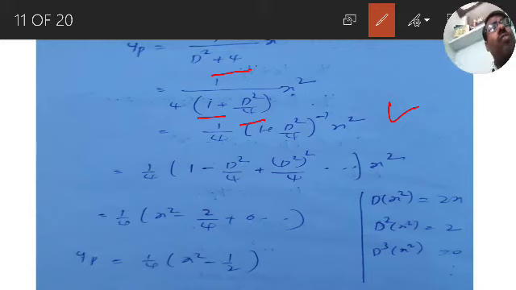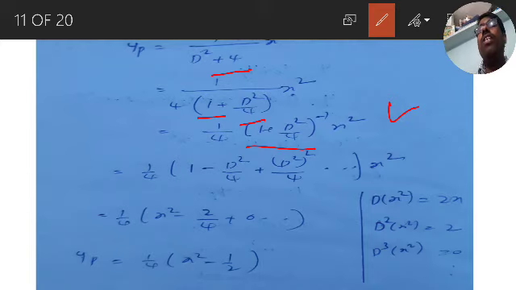Which formula is it? (1 plus d) all power of minus 1 is 1 minus d plus d square minus d cube plus d power of 4 and so on, with alternating plus and minus signs. Apply it with d square by 4 in place of d, that's it. So what will we get? 1 by 4 into (1 minus d square by 4 plus (d square) whole square by 4 and so on) of x square.